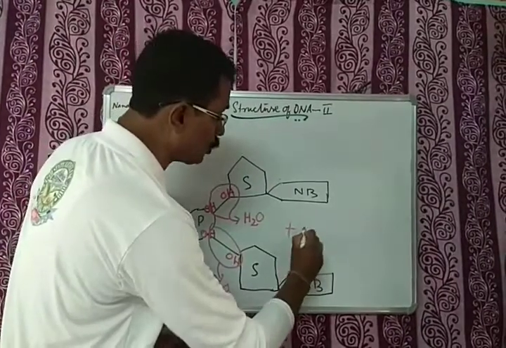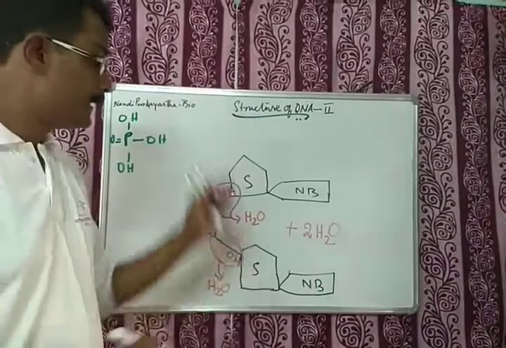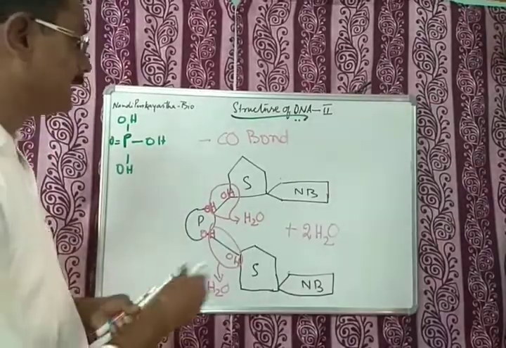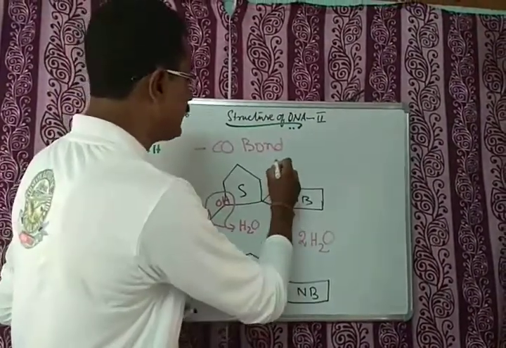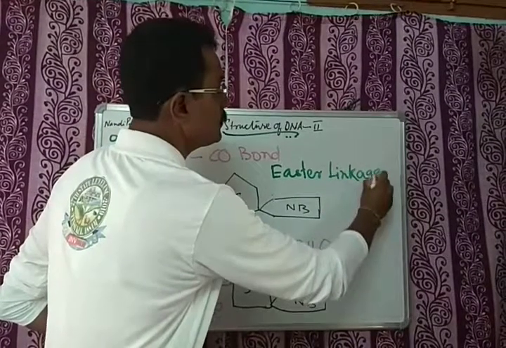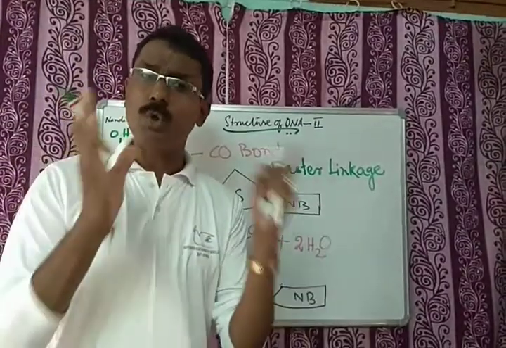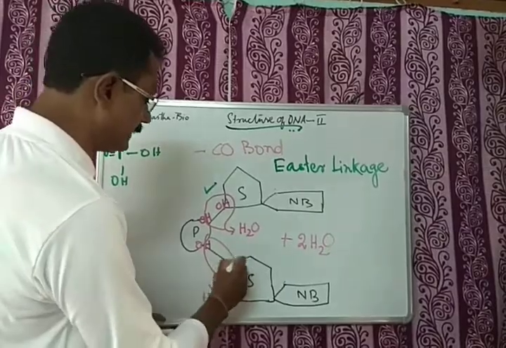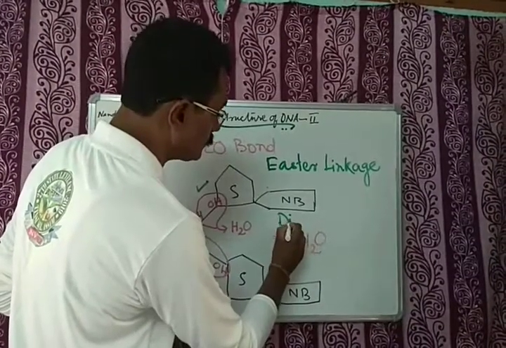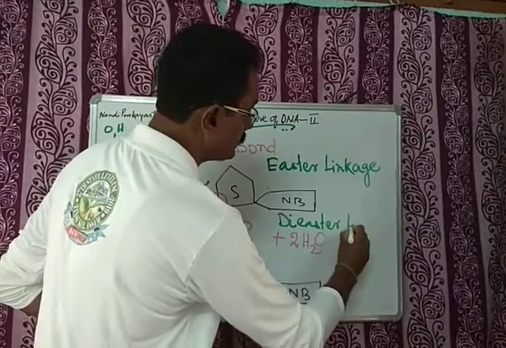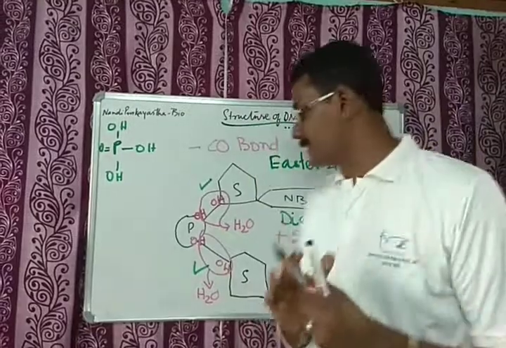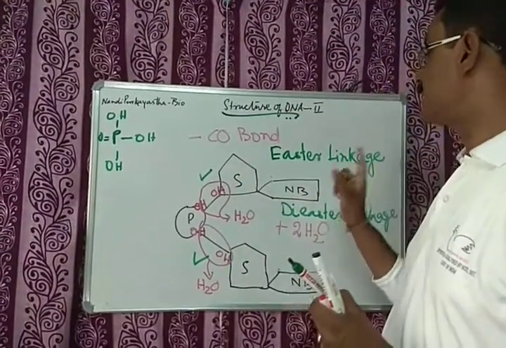So ultimately what you are finding? 2 molecules of water move out, leading to a C-O bond, which is the linkage. The linkage is called the ester linkage. We're finding the occurrence of 2 ester linkages. This one is one, this one is another. 2 means what? Di. So, it is called diester linkage. The diester linkage helps in the formation of polynucleotide. Like that, a number of nucleotides unite together, with diester linkage to form it.